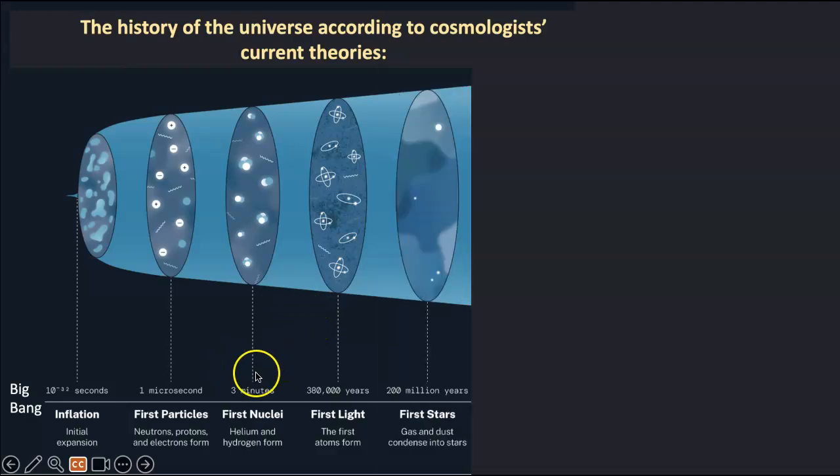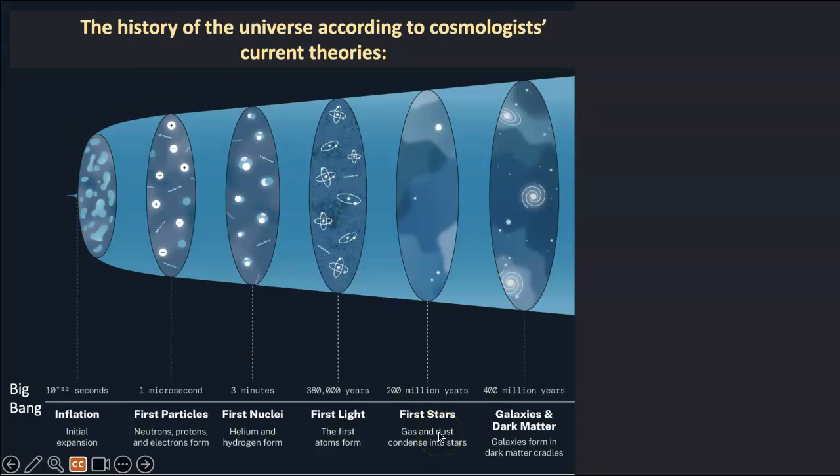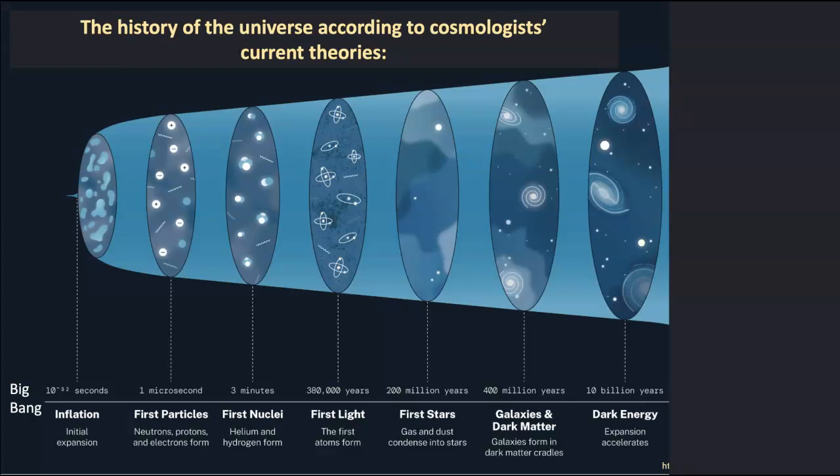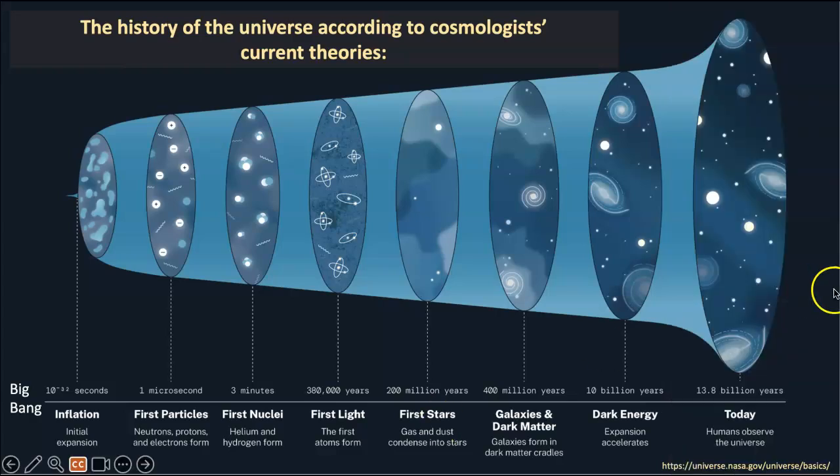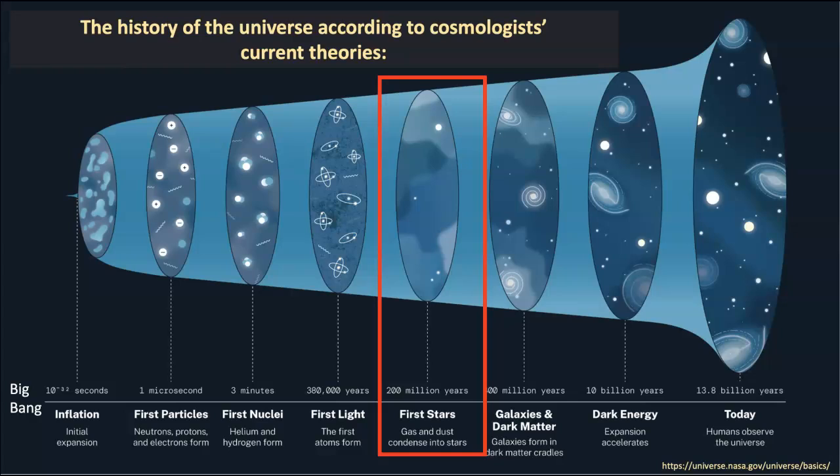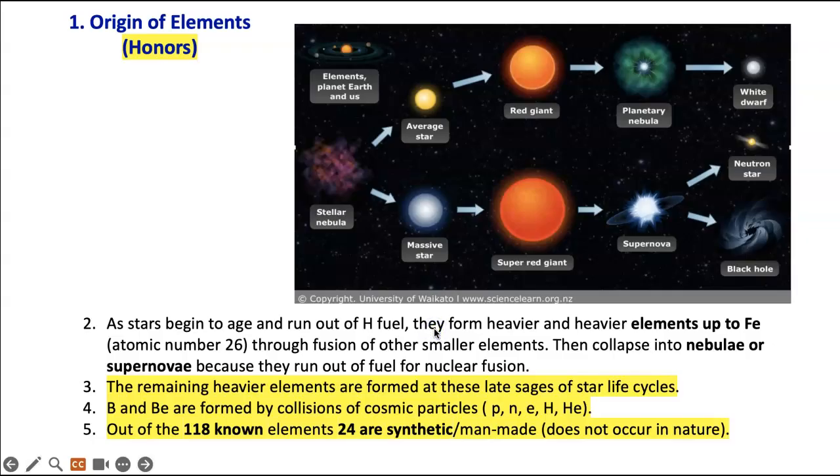They combine to make the first stars, and then galaxies and dark matter form. And then there was dark energy, and today, which is about 13.8 billion years after the Big Bang, we can observe the universe. And this is where we are going to concentrate in the next figure. So this is for honor students, the origin of elements.